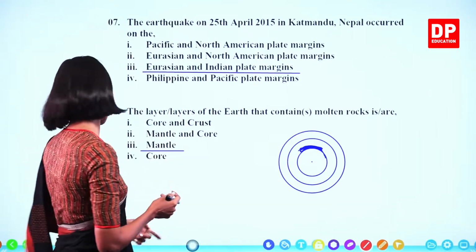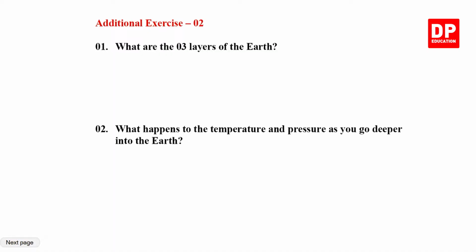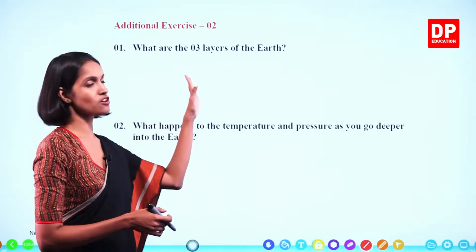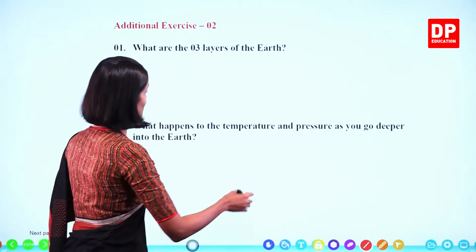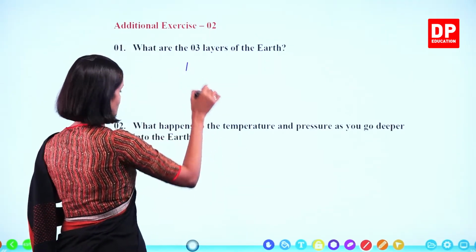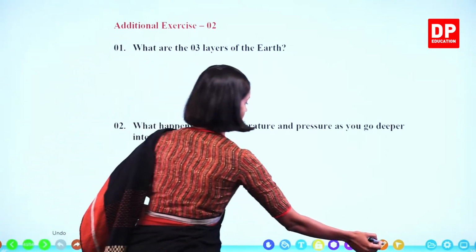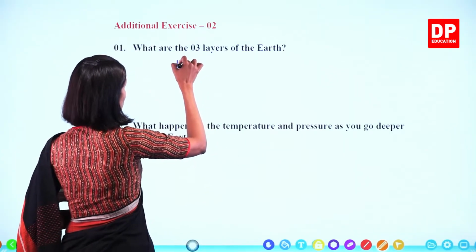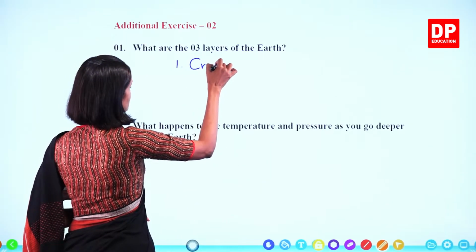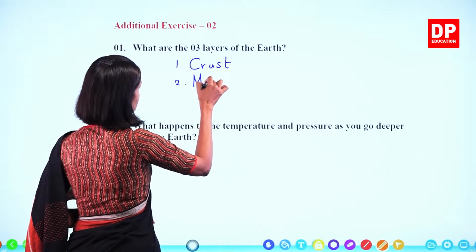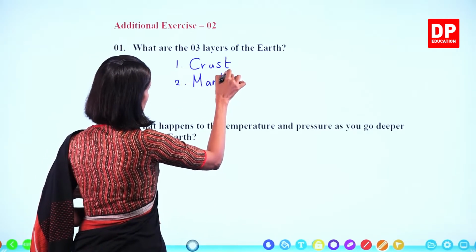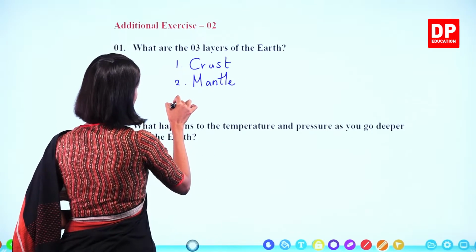Right, children? Next one. Exercise number 2. You have to write the answers for the questions. What are the 3 layers of the earth? We all know now very well. What are the 3 layers? Let's write. Right. Outermost layer is the crust, then the mantle, and the innermost layer is the core.